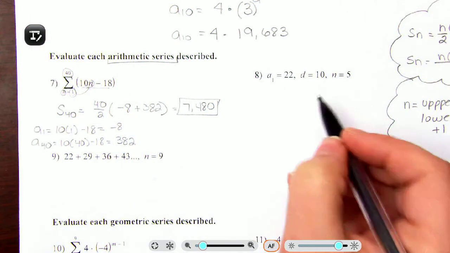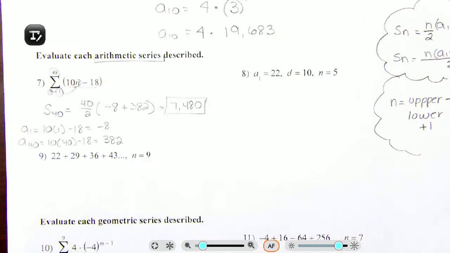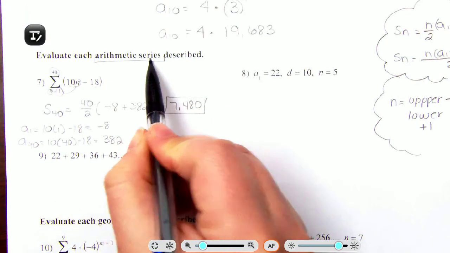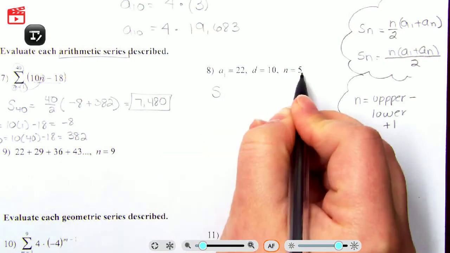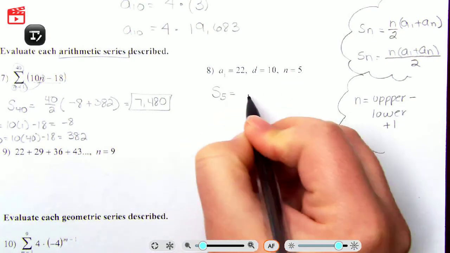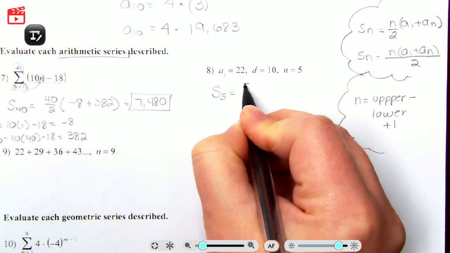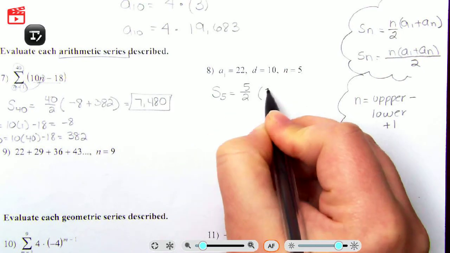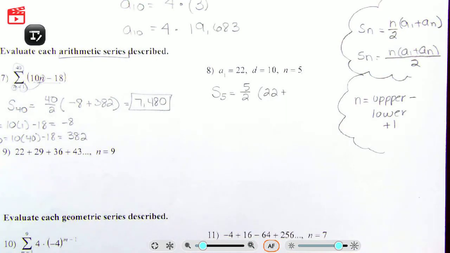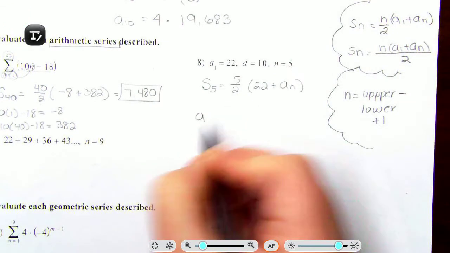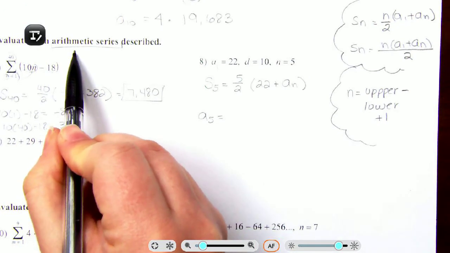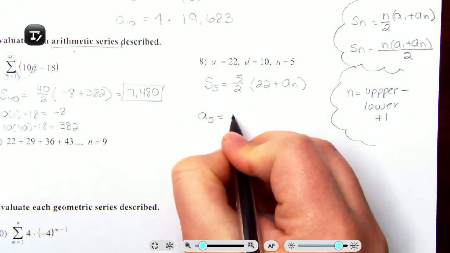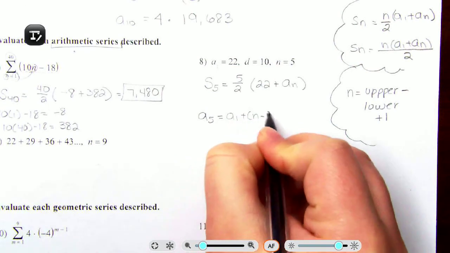Okay, let's move on. This doesn't give us the sigma notation, but it's still the same thing. It's asking for the arithmetic series. That means we are finding the sum. So S sub n, we know what n is. They give us n, which is 5, is equal to n, which is 5, divided by 2 times a sub 1 is 22 plus, oh, but they don't give us the a sub n. So to find a sub n, in this case a sub 5, we have to go back to the explicit formula for the arithmetic sequence, which is a sub 1 plus n minus 1 times d.